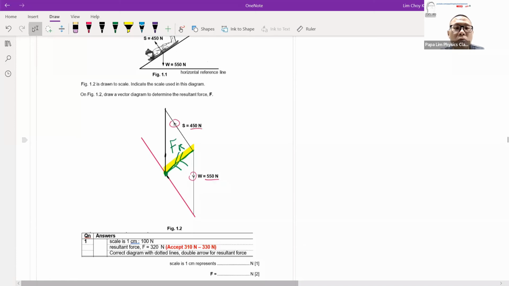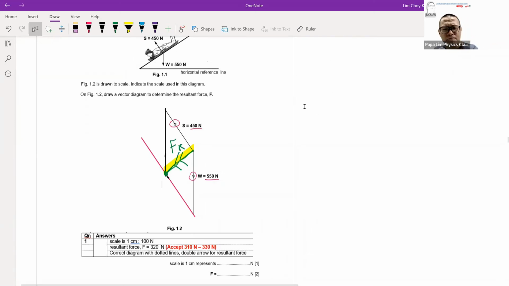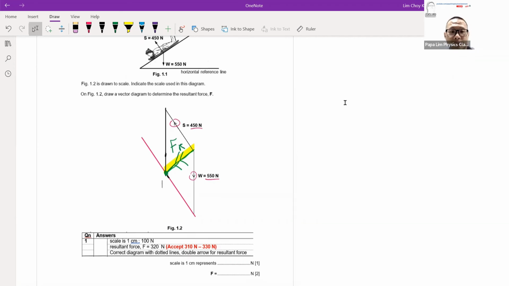That's how we do vector addition using the parallelogram method. For the sake of time, I will not use the tip to tail method, but if you need it, like I mentioned before, I have the video done in my chapter 3 playlist. You can take a look at how you can use tip to tail to add forces together.